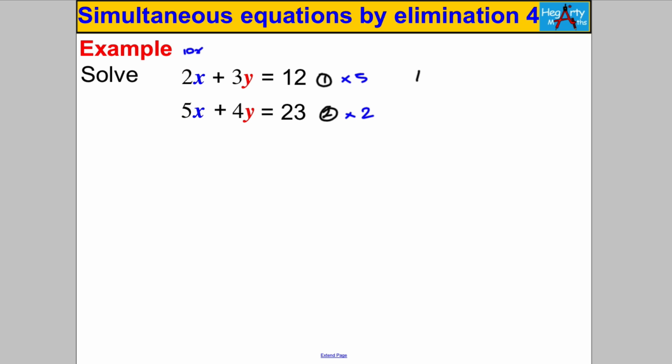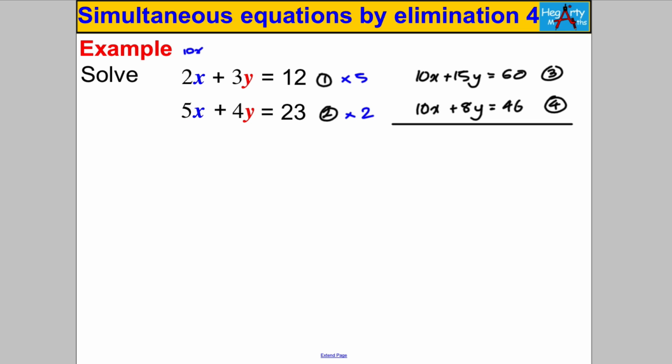What will I get? Multiplying everything up here by 5, I get 10x, add 15y is equal to 60, equation 3. And multiplying everything here by 2, I get 10x, add 8y is equal to 46, equation 4. I'm going to subtract the equations from each other to eliminate the 10x. So if I subtract these, 15y take away 8y is 7y, and that's going to equal 14. Divide both sides by 7, I get myself y is equal to 2. At this stage, I'm just going to work out x quickly. I'm not going to talk, you should know how to do that now.